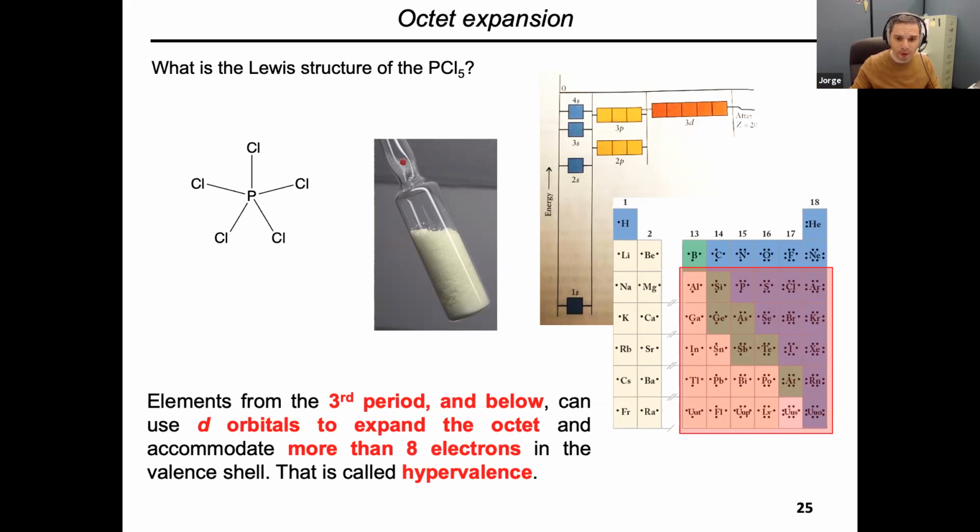Although it is an exception to the octet rule, it's very common to find compounds that have more than 8 electrons in the valence shell. And remember, the only elements that are going to be capable of doing that are the elements from the third period and below, because the energy of the d orbitals is very close to the p orbitals. And that is called hypervalence.